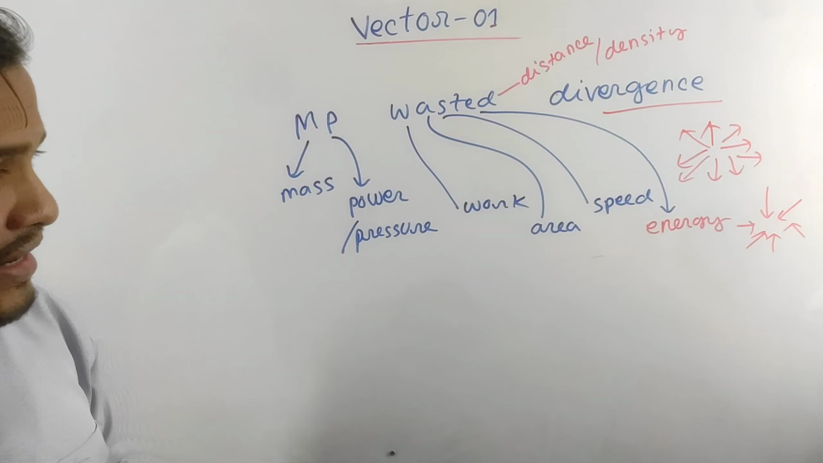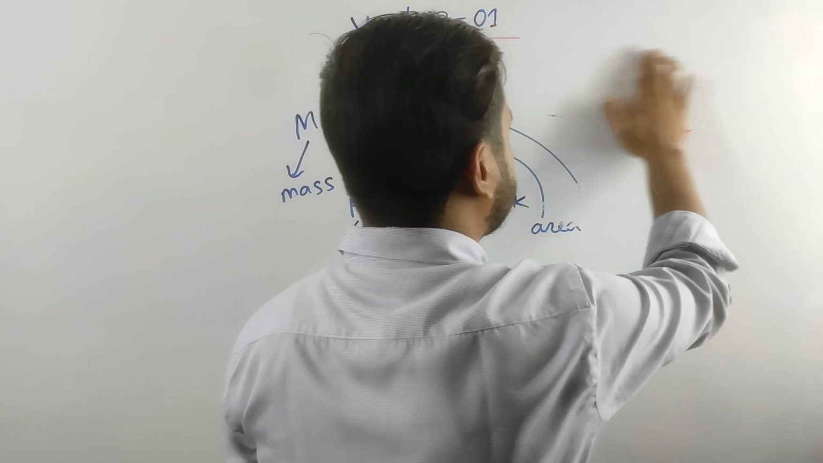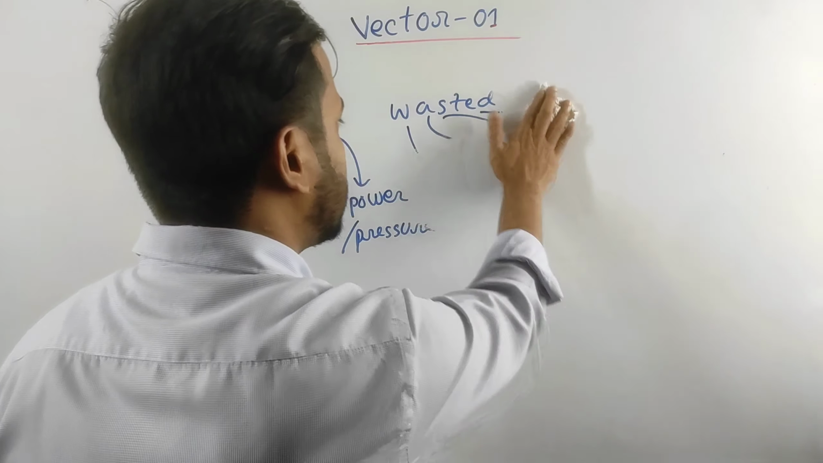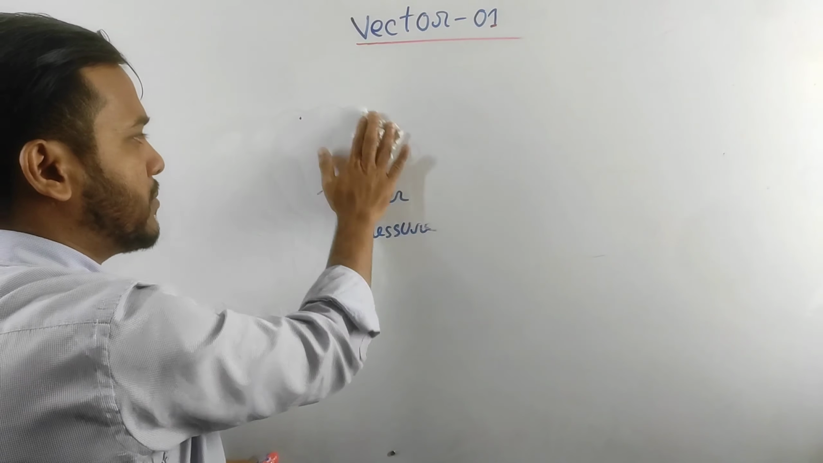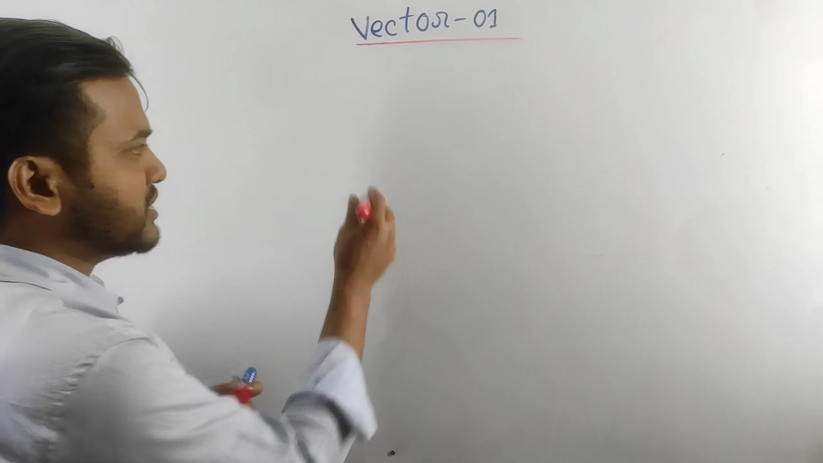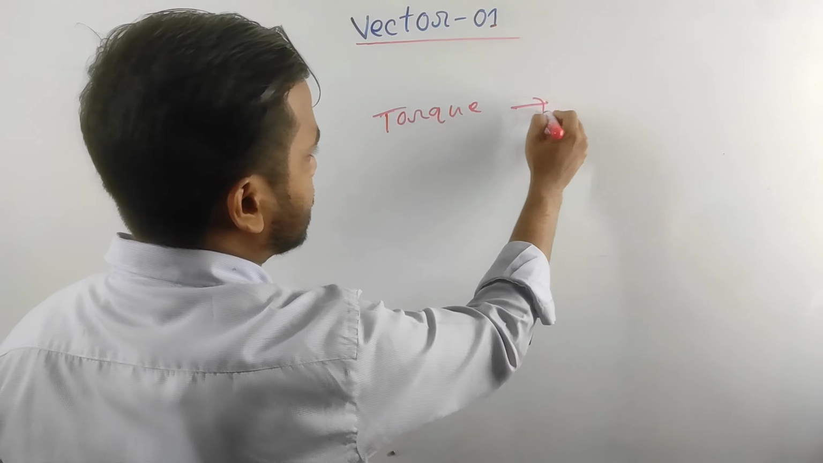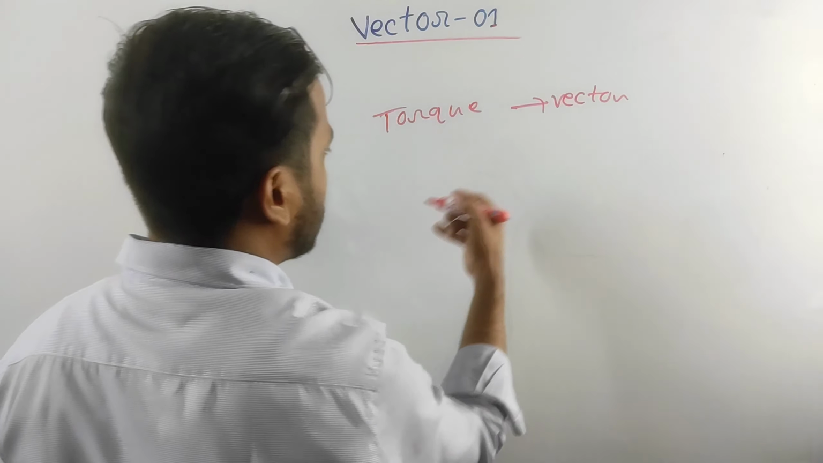Okay, again there are some special cases. I mean, there are some special quantities that should be remembered. I mean torque. What is torque? Torque is a vector quantity. So torque is a vector quantity.